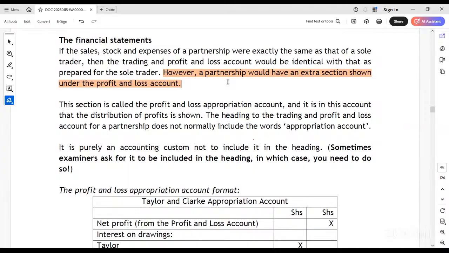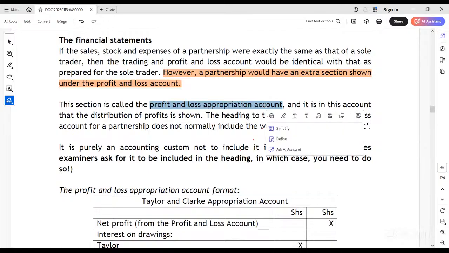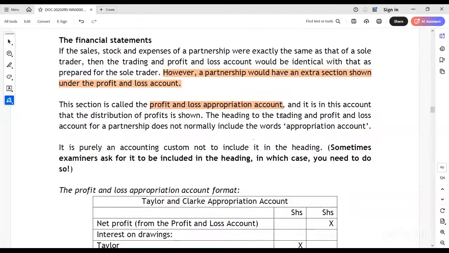This section is called the profit and loss appropriation account. After getting your net profit, there is a section which you have to add. That section is called the appropriation account, and it is in this account that the distribution of profits is shown.